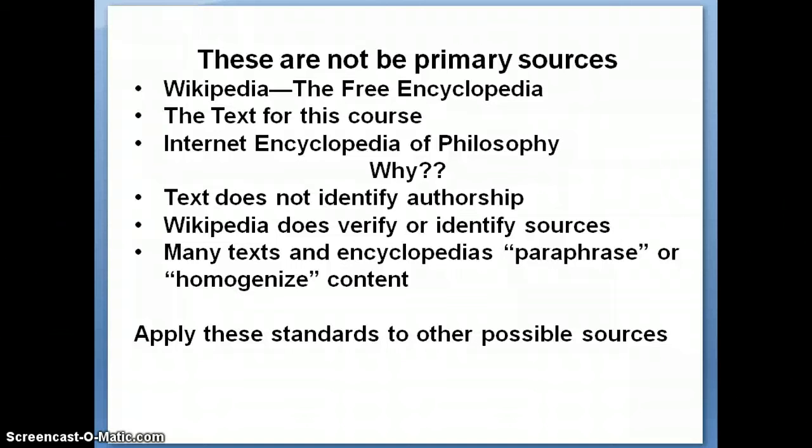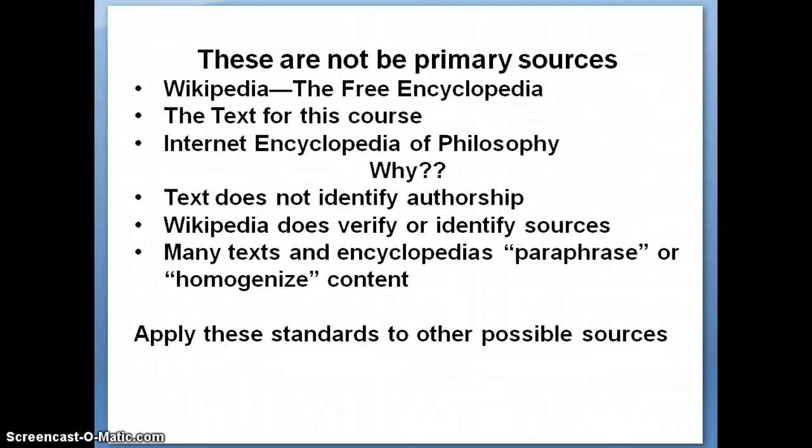The text does not identify authorship. It simply provides the content. You don't know who wrote it. So it's pretty hard to say something's a primary source if you don't know who wrote the topic, and that should be one clue right off the bat. Secondly, Wikipedia does not verify or identify sources in many, if not most, of its articles. You'll simply find some content there, and you don't know if it's your next door neighbor that wrote this or someone who's a real expert in the field. That makes it a little bit difficult.